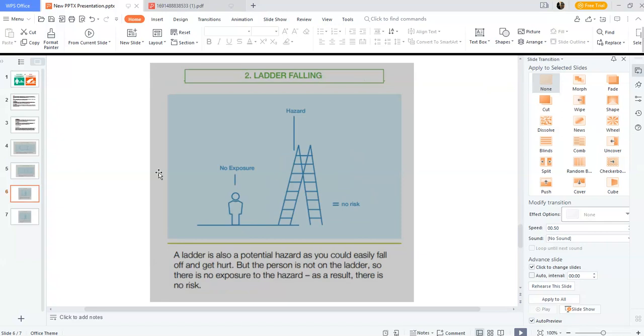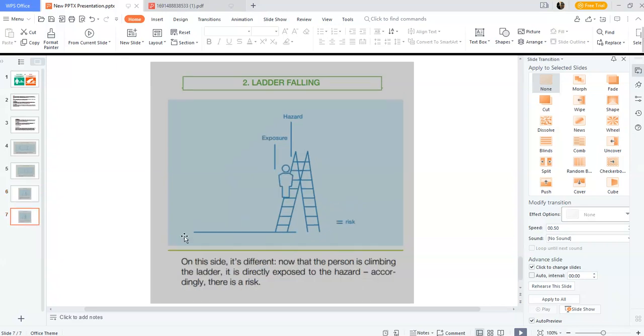And in another picture, we see a ladder falling, with no exposure because the person is not on the ladder. A ladder is also a potential hazard, as you can easily fall or get hurt. But the person is not on the ladder, so there is no exposure to the hazard. As a result, there is no risk. On this side it is different. Now the person is climbing on the ladder. Climbing the ladder, the person is directly exposed to the hazard. Accordingly, there is a risk.